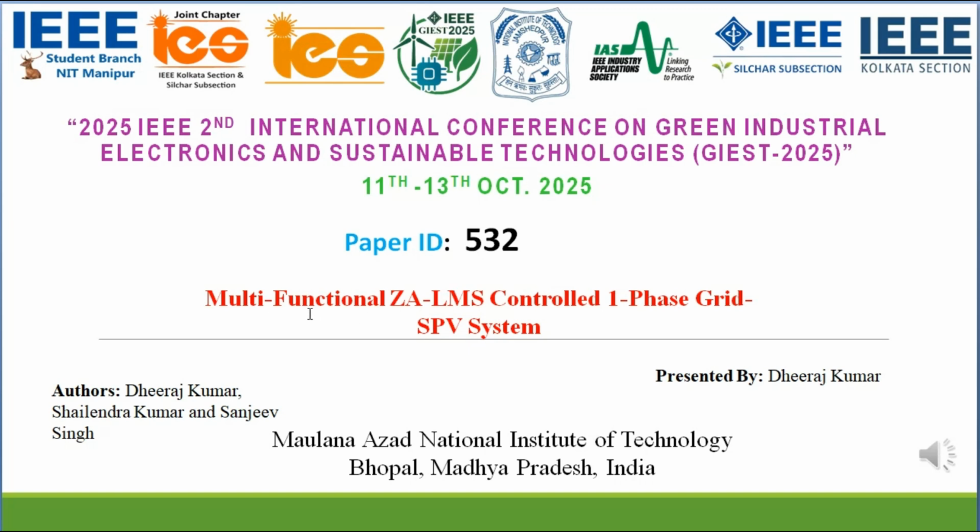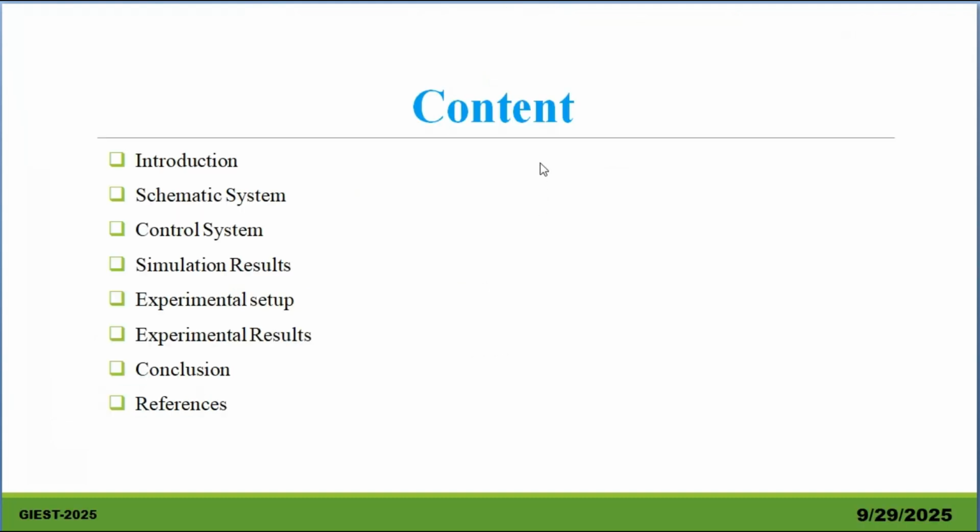The title of my paper is Multifunctional JDLMS Control Single Phase Grid SPV System. Before starting my presentation, on behalf of all the authors, I pay thanks to the organizing committee for selecting our paper for this conference. Content: Introduction, schematic system, control system, simulation result, experimental setup, experimental results, conclusion, and references.